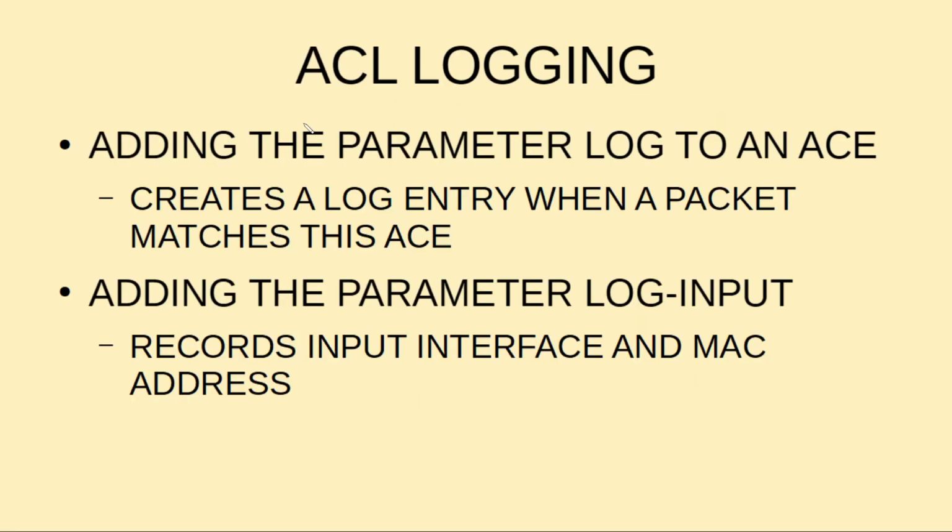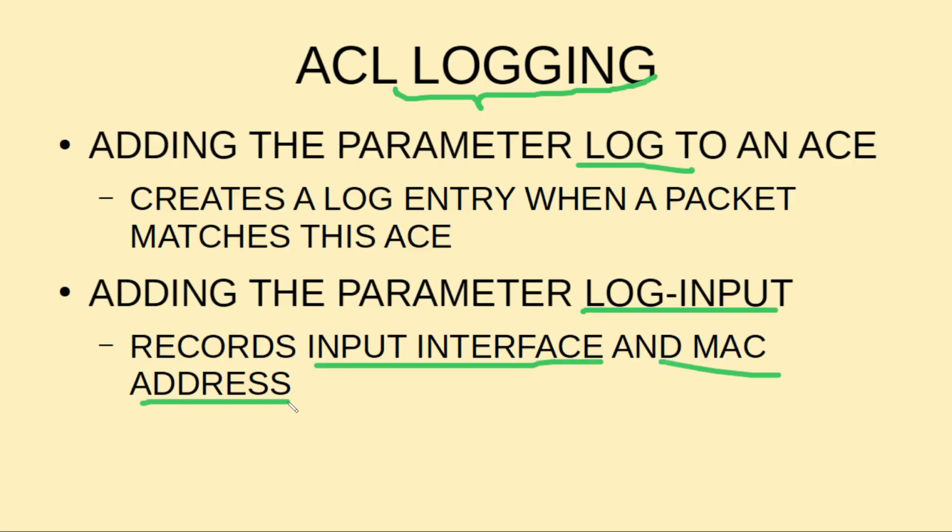Now let's talk about ACL logging. When using this feature, if a packet matches a particular entry within our ACL, we are going to use the syslog subsystem in order to create a log entry for this match. If we use log as a parameter for our entry, we are just going to create a record saying what is the IP address of the packet that matched a certain entry. But if we use log input, we are going to generate more information, for instance, the input interface and the MAC address for this packet.